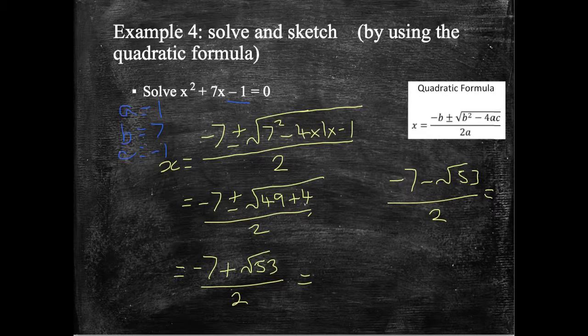Okay, so the answer to the first one, typing it in on my calculator, I get 0.14 to 2 decimal places, and the second one, again I'm going to type it in on my calculator, so minus 7 minus root 53 divided by 2 gives me minus 7.14. Both of these solutions are to 2 decimal places. Okay, have a little sketch of this, see what this means to you. I'm going to do it in a second, so just have a little sketch.